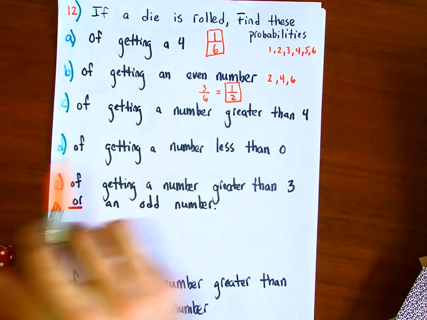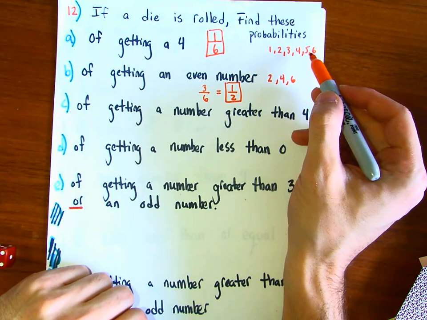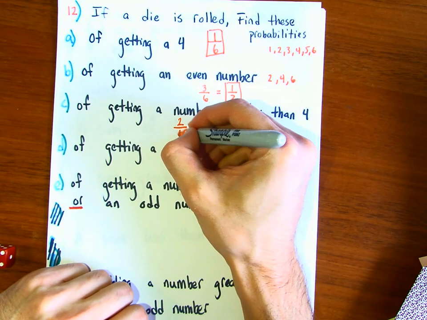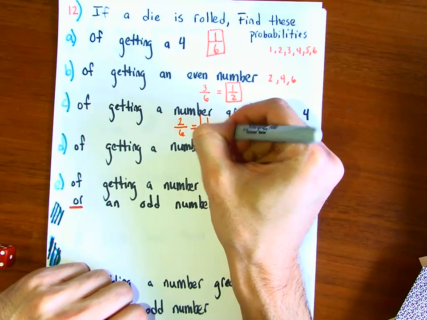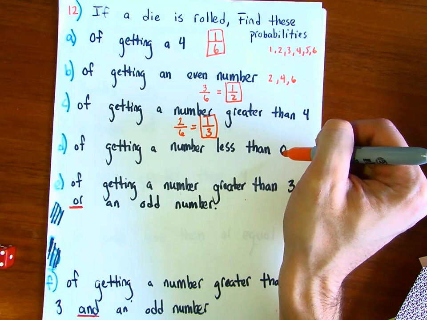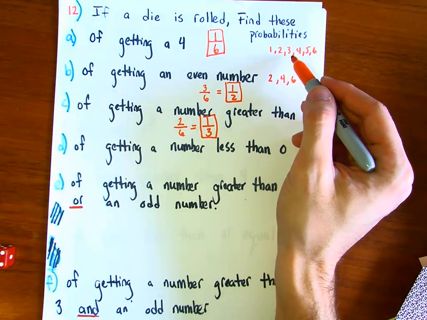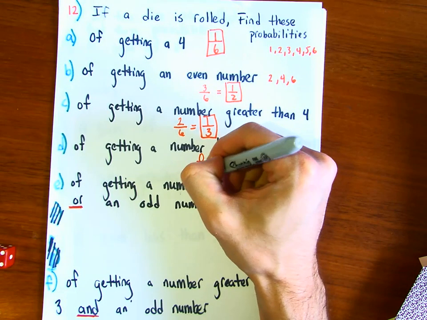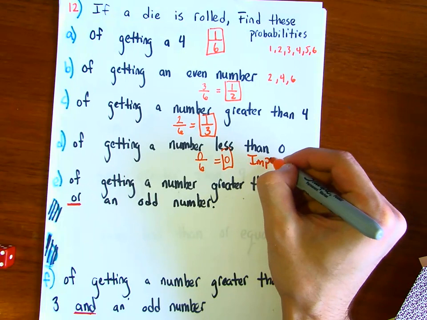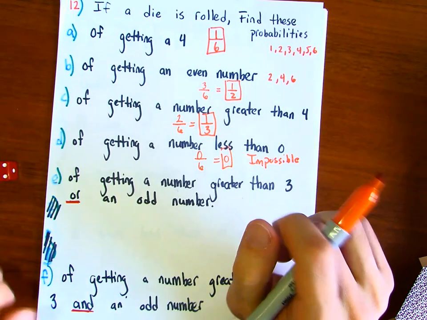It says, what's the probability of getting a number greater than 4? Well, what are the numbers greater than 4? It's only 5 and 6. So notice that it's 2 over 6, or we're going to say it's 1/3 when you reduce the fraction. What's the probability of getting a number less than 0? Well, which one of these numbers are less than 0? None of them. So we're just going to say 0 over 6 or just 0. This is impossible. You cannot roll a die and get a negative number or something less than 0.